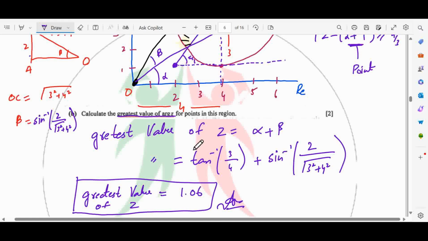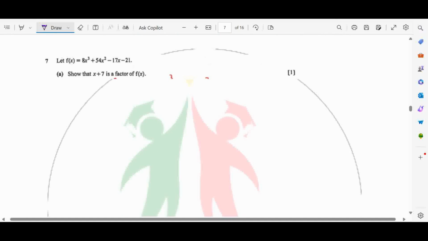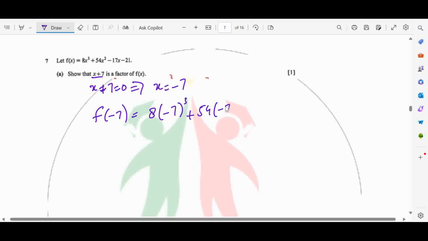Let's move to the next one, question number 7. Show that x plus 7 is a factor of this. So what we have to do is, we can just write x plus 7 equals 0, which means we have to put x equal to minus 7. So f of minus 7 will be equal to 8 into minus 7 cube plus 54 into minus 7 square minus 17 into minus 7 minus 21.